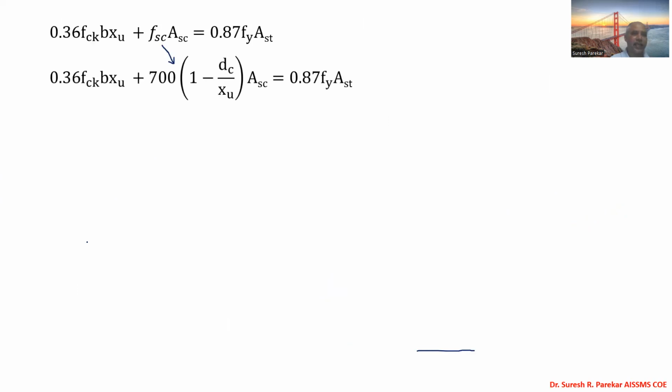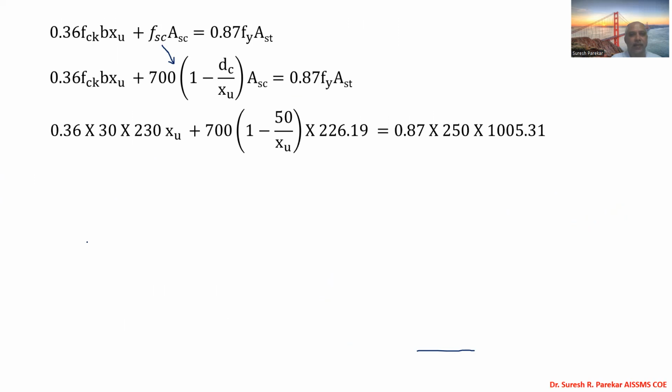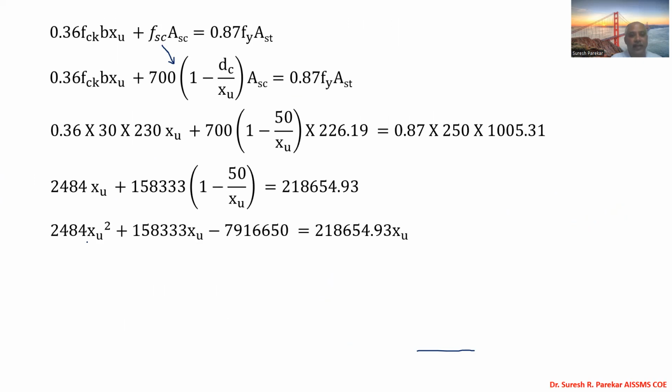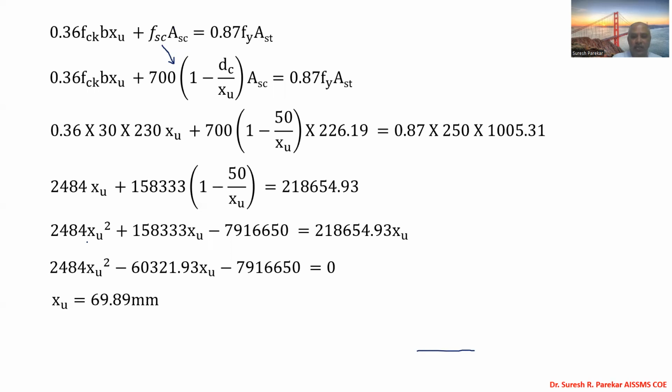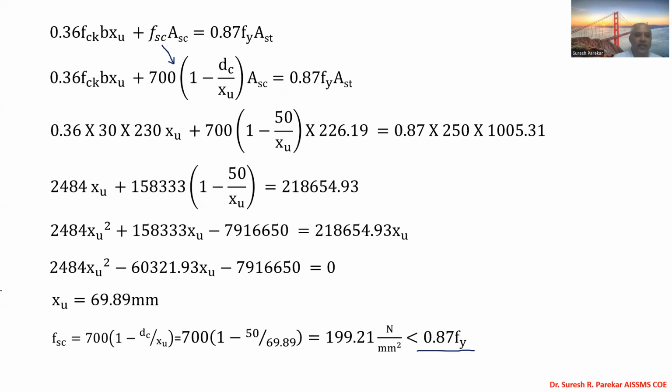So you can see this. We have substituted Fsc as 700 in bracket 1 minus dc upon Xu, and if we solve this equation, we get a quadratic equation, and solving this quadratic equation we get the value of Xu. Now we substitute the value of Xu in the Fsc formula, and we have 199.21, which is less than 0.87 fy, and that is correct.